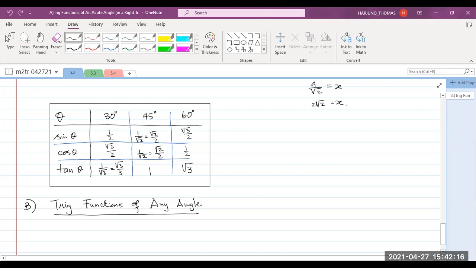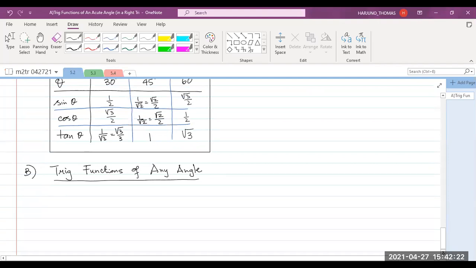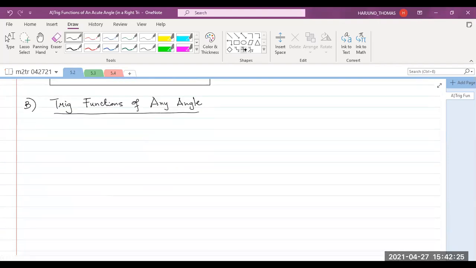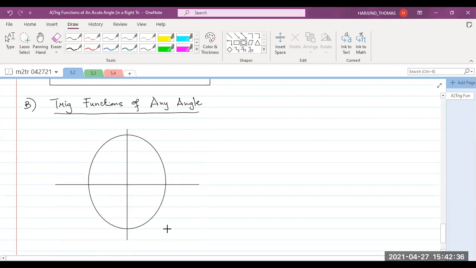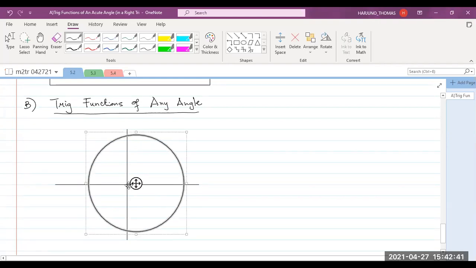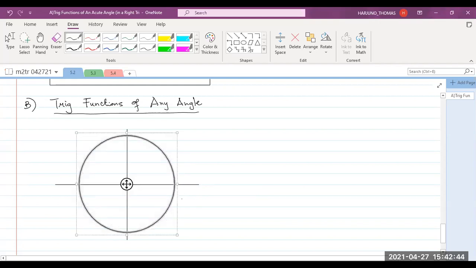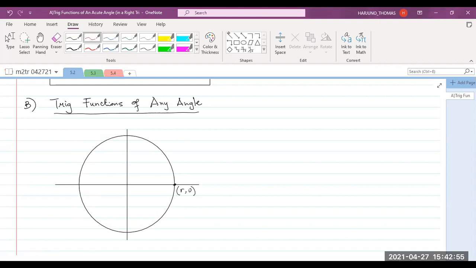What we will do is enlarge the definition of trig functions of an acute angle into larger angles, and it is by doing the following. I will superimpose that right triangle into a circle. It doesn't have to be a unit circle, I'm sorry, into a circle with radius r. Okay, and the definition will be as the following.